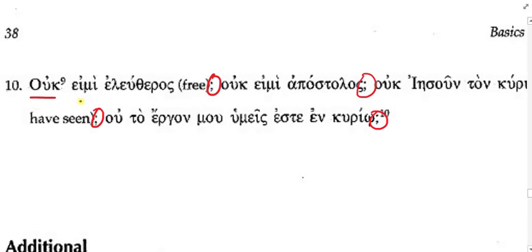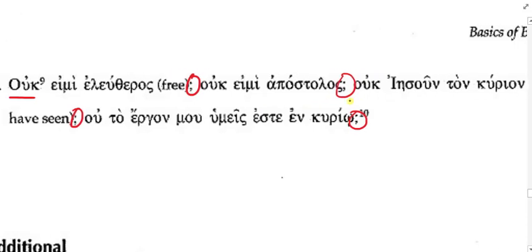Yes. That's right. If it were a statement of fact, it would just be, I am not free. But you've got to turn this into a question that expects a positive response. Ain't I free? As we say in Mississippi. That's right. Yeah. So, ouk eimi apostolos? So that's, ain't I an apostle? Am I not an apostle? Now, those are copular constructions.